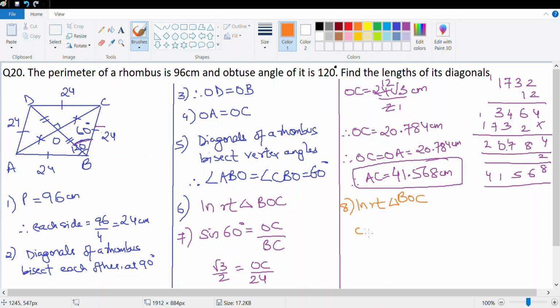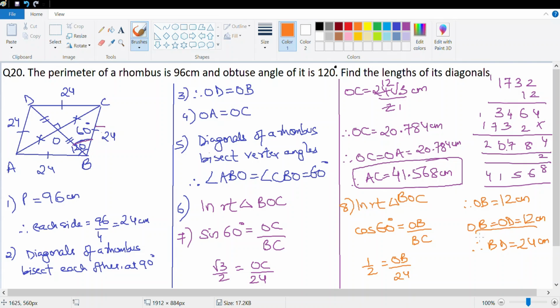Now again in a right triangle BOC, let's this time calculate cos. So cos 60 degree would be equal to base, in this case OB, upon hypotenuse, which is BC. Cos 60 degree is half, so half is equal to OB upon BC, which is 24. Therefore, OB is equal to 12 centimeter, which means OB is equal to OD is equal to 12 centimeter. Therefore, BD is equal to 24 centimeter. So the second diagonal is 24 centimeter.